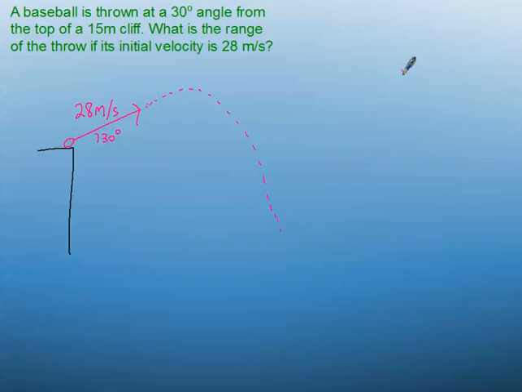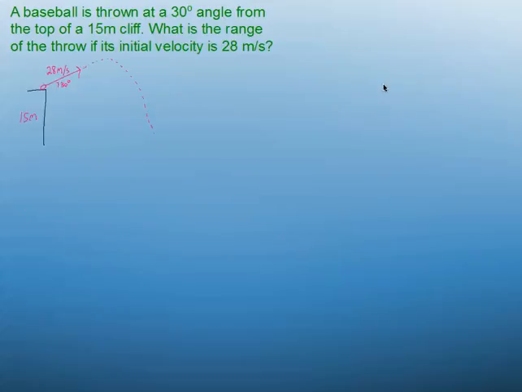So if I sketch this thing out, we've got the baseball thrown at 28 meters per second from the top of the cliff, which is 15 meters. And it's at a 30-degree angle, and as you know, it makes this parabolic path. But this one's a little different because it was launched at an angle and it was on top of a cliff. The math's going to be a little bit harder.